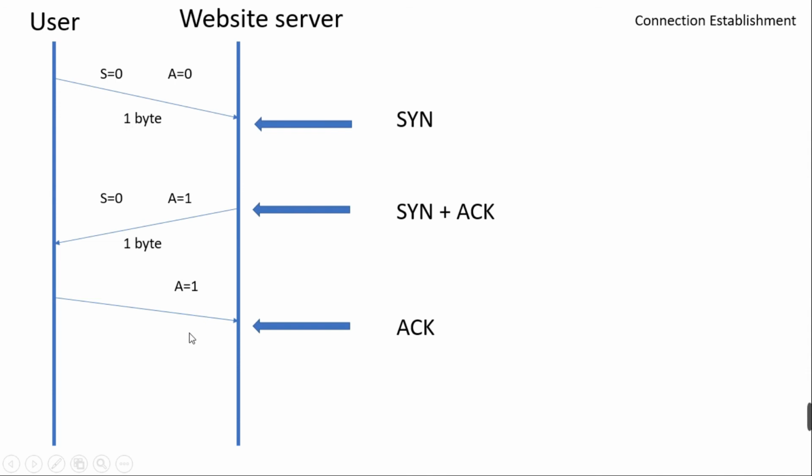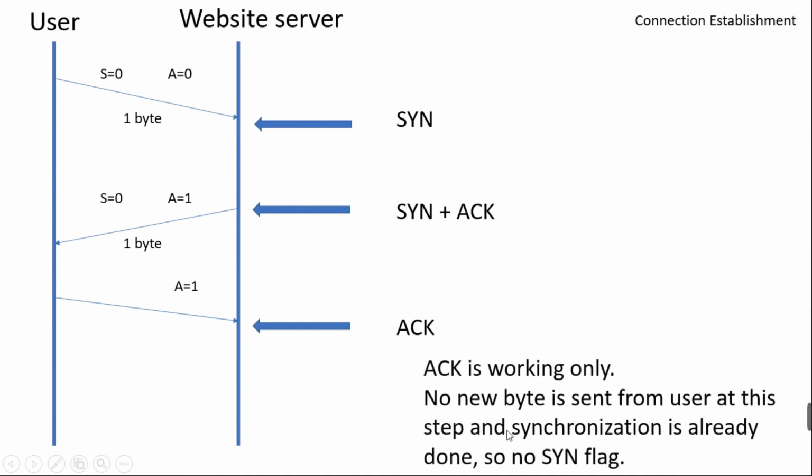So this is not the first communication from user to server, so there will be no synchronization flag working here. Only the acknowledgement will work, because right at this communication the user is acknowledging the fact that yes, I have received 1 byte from the server, so I need to acknowledge that I have received something from you. That's why the acknowledgement flag is working here. Hopefully you have understood all the explanation behind all of those flags. Yeah, this is the explanation that I talked about.